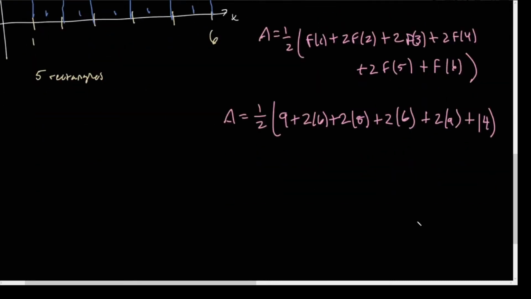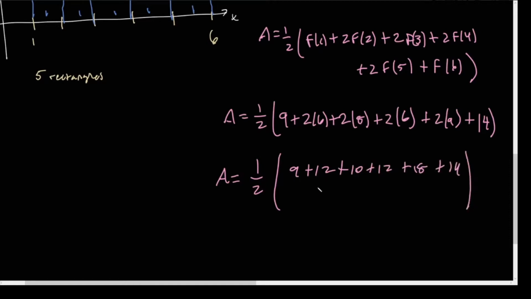So we've got A equals 1/2 times 9 plus 12 plus 10 plus 12 plus 18 plus 14. 12 plus 18 is 30, 40, 52, 66, 55. So A is 55 halves, or 22.5 units squared. So let's actually check. I'll calculate the proper area.